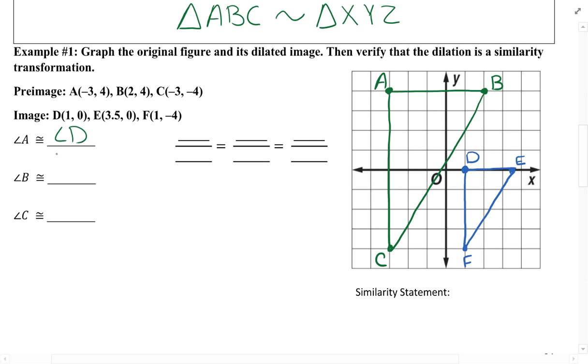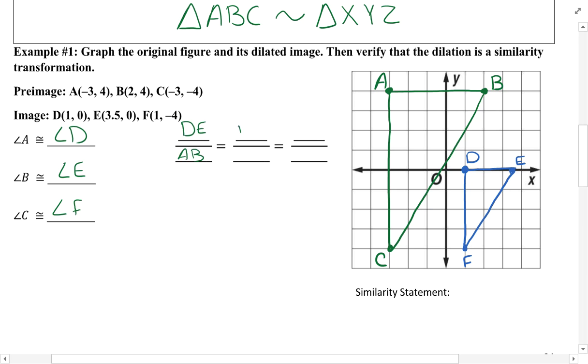We don't know without using tracing paper or a protractor whether or not angle B and angle C have congruent angles. However, for the sake of this problem, I'm just letting you know that angle B is congruent to angle E and angle C is congruent to angle F. So if we look at the sides to verify whether or not the sides are proportional, I know that I'm going to take my dilated, so we'll say that DE compares and corresponds to AB.